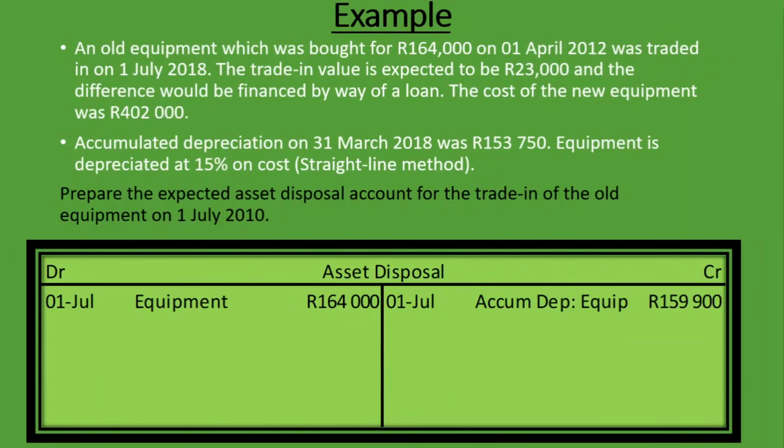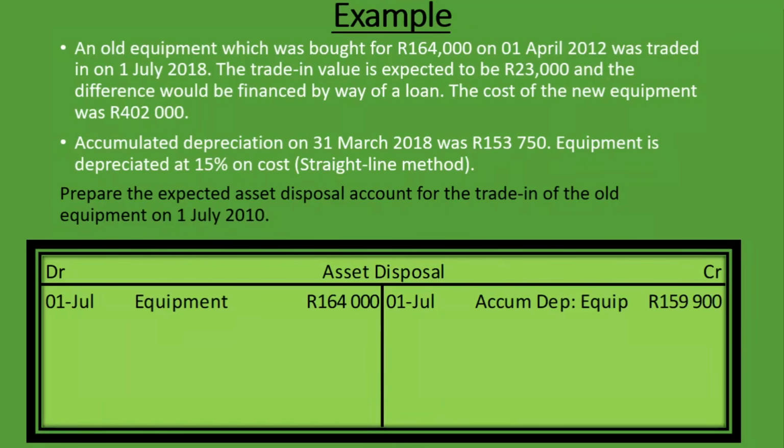What are the proceeds? What are we receiving? Well, we are told that we're trading in the equipment, and that the trade-in value is expected to be 23,000 Rand, and the difference would be financed by way of a loan. So this new equipment which is being bought would be financed by way of a loan. Now we know that the trade-in value is 23,000 Rand. That is the proceeds that we are receiving by trading in this asset.